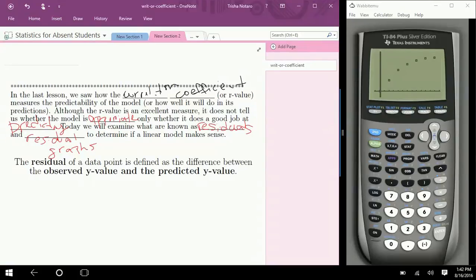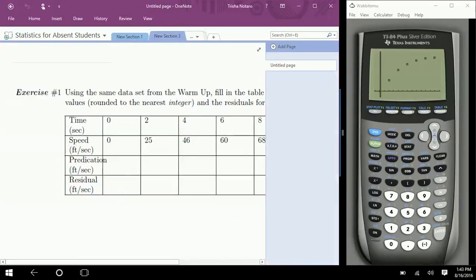Okay, and the way we find a residual is we take the difference, and hopefully everyone remembers, anytime I say difference, I'm not saying compare and contrast. That's in English. Difference, we're subtracting. We're going to be subtracting the observed value minus the predicted value. The observed is what we've been given, and the predicted value is what we're going to actually find. If we go to the next page, we have exercise number 1.